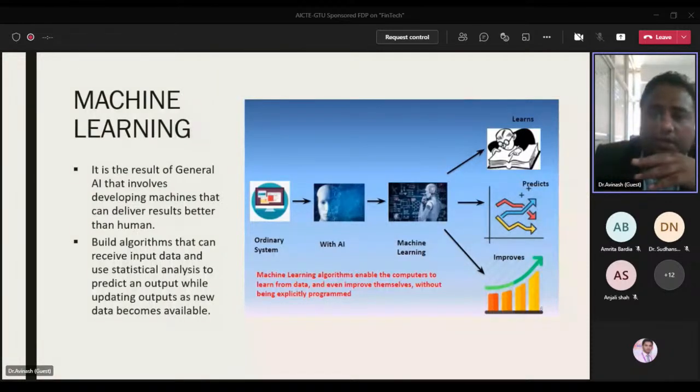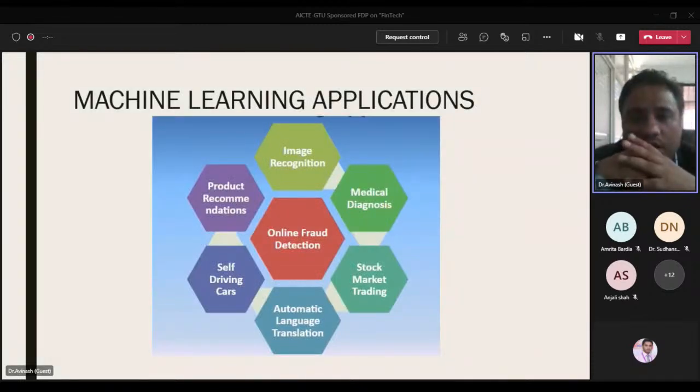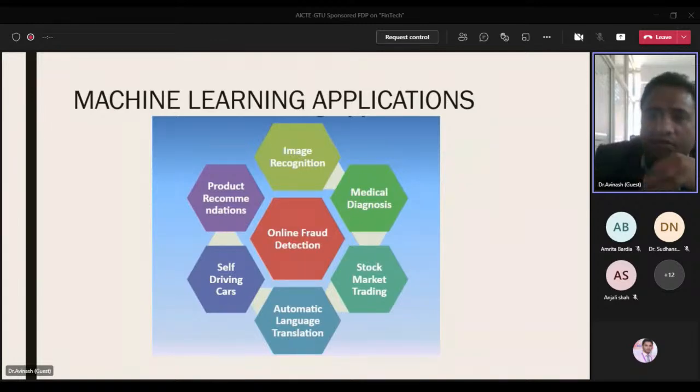Machine learning applications can be found in product recommendations, in fraud detection, in medical diagnosis, and in stock market trading, which is a financial application. They can also be found in the form of image recognition. So machine learning can have lots of applications.